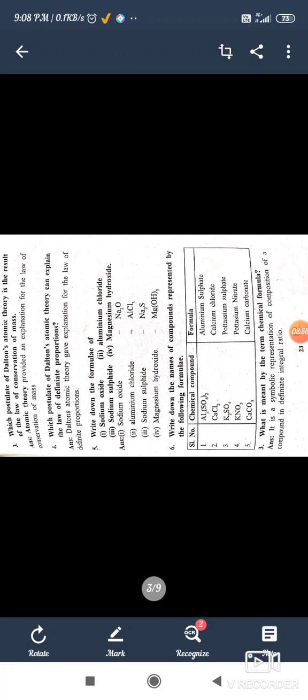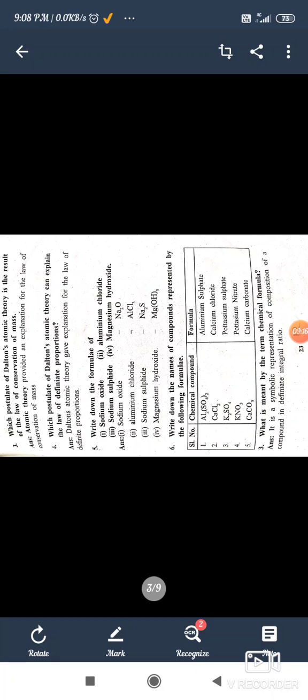For example, Al2(SO4)3. It is the molecular formula of aluminum sulfate. So the chemical name of Al2(SO4)3 is aluminum sulfate.